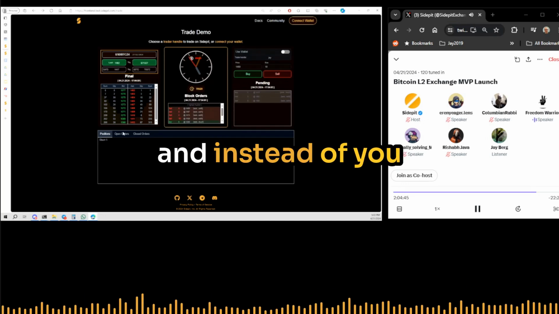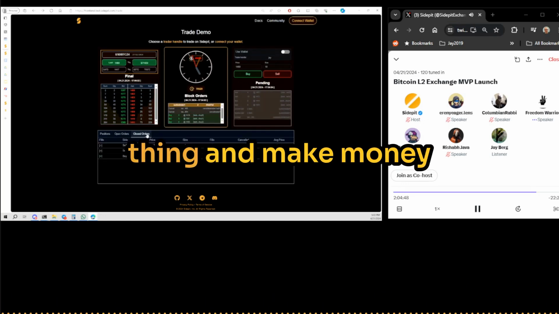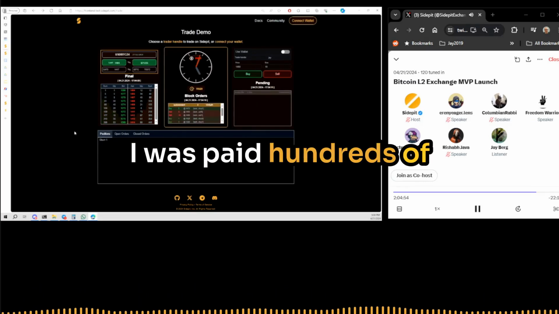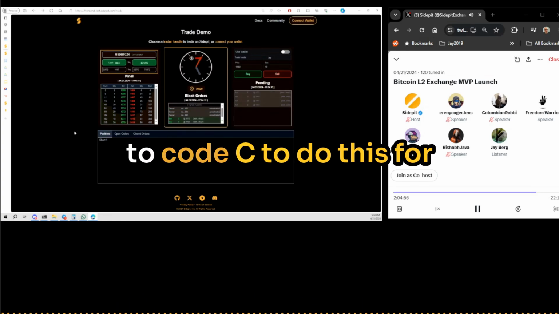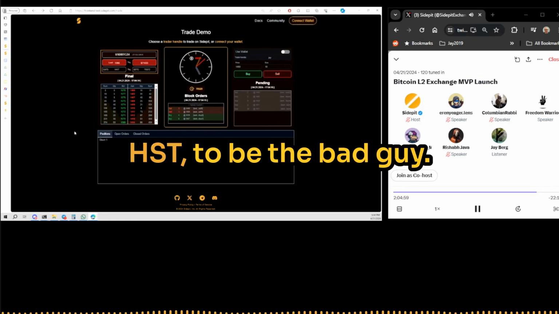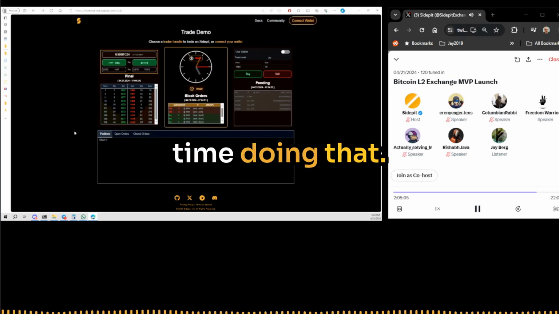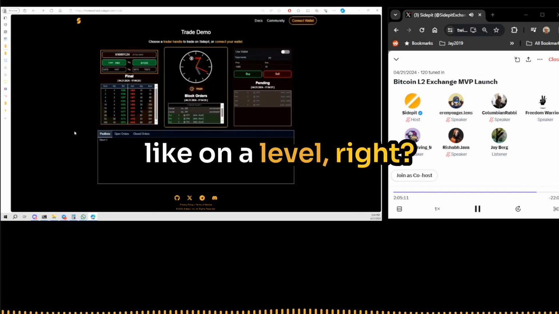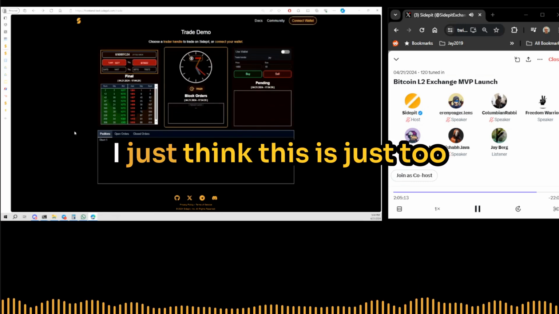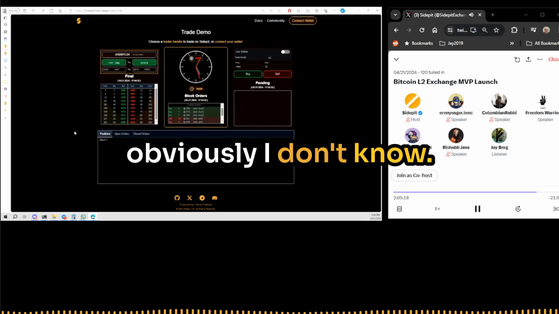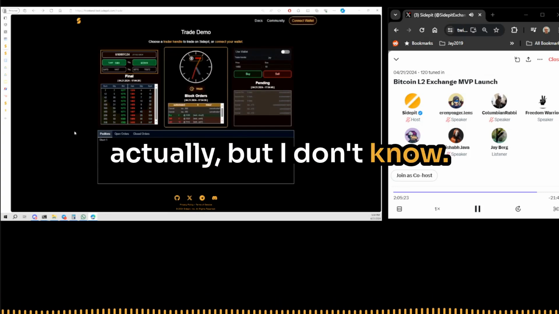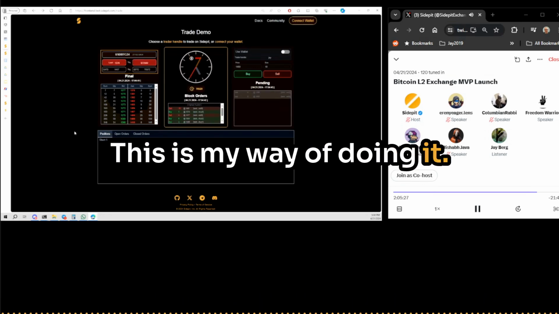All this information, and instead of trying to do the same thing and make money doing that, you decided to be the good guy. Why? I was paid hundreds of thousands of dollars to code C++ to do this for HFT, to be the bad guy. And I spent enough time doing that. And at least that was a little more on the level, right? I just think this is just too obviously, I don't know. I didn't expect it to happen actually. But I don't know. This is my way of doing it. This is my scam.